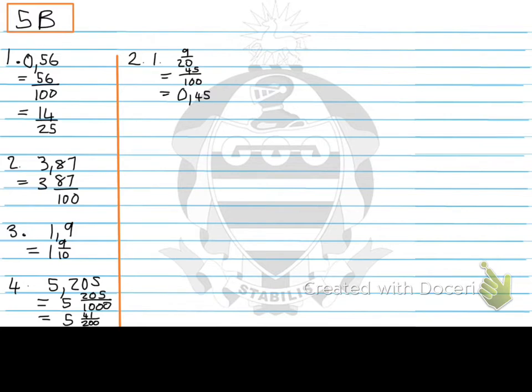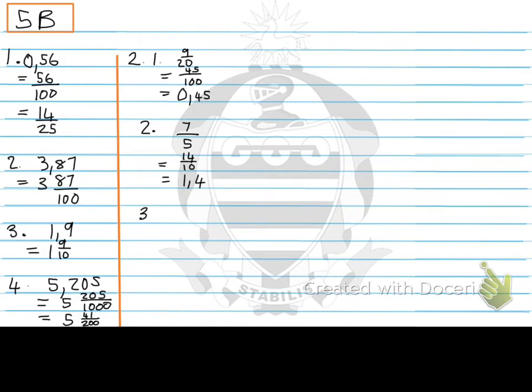So I have to make the denominator either a 10, 100, or 1,000. Or 10,000 or more. Okay, then number 2, 7 over 5. I'm going to make the denominator a 10. So it's going to be 14 over 10, which is 1,4.